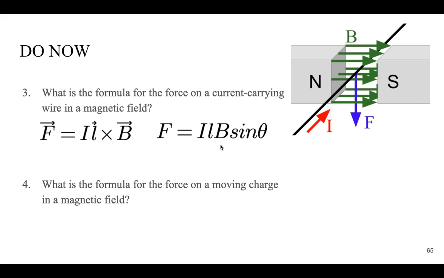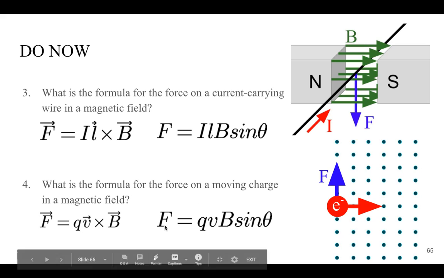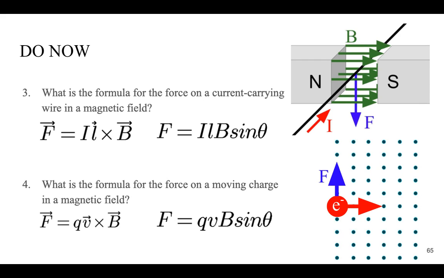And what is the formula for the force on a moving charge in a magnetic field? Well, it looks kind of similar to this one. So yeah, F is equal to Q V B sine theta. Q is your charge, V is the velocity of that charge, B is the magnetic field, and theta is the angle between the direction that the charge is moving, the direction of the velocity, and the magnetic field.